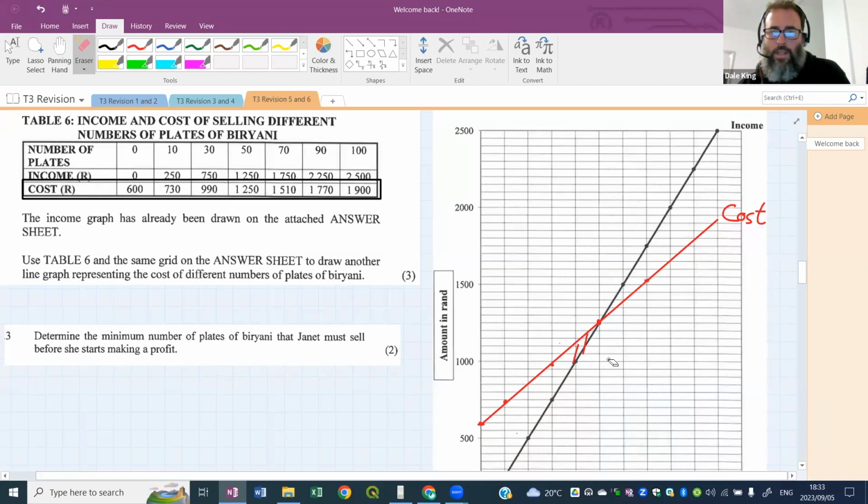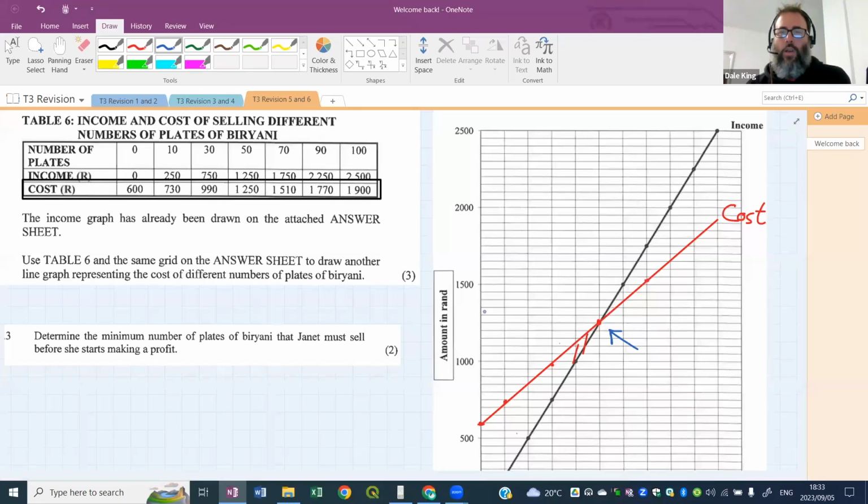Where they cross each other, at that point, the income for this business is the same as the cost of the business. If I read the rands off the left, the value will be the same for income and cost, which means at that point you're not making a profit and you're not making a loss, because none of them is bigger than the other. We call that point where the income is equal to the cost the break-even point.